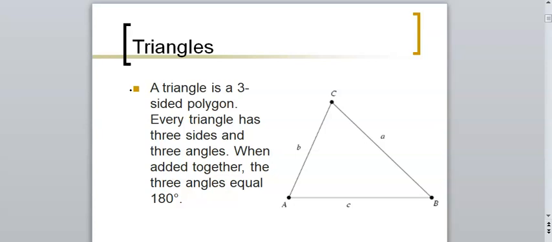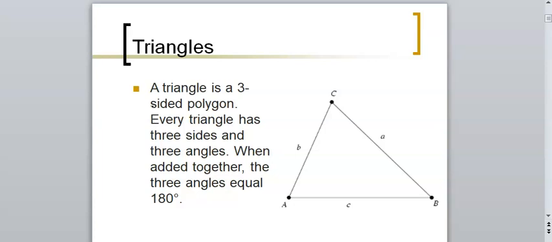So when you join them together, what do you have? Triangle. And a triangle simply means what? A shape with three angles and three sides. Is that fine? So that shape is known as a what? Three-sided polygon. And every triangle has three sides and three angles, as we have said.